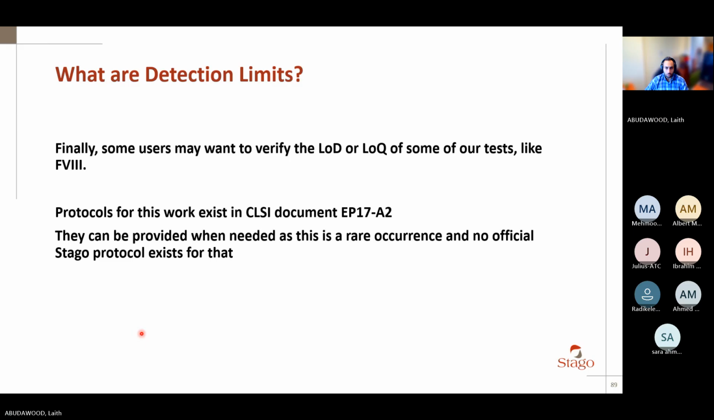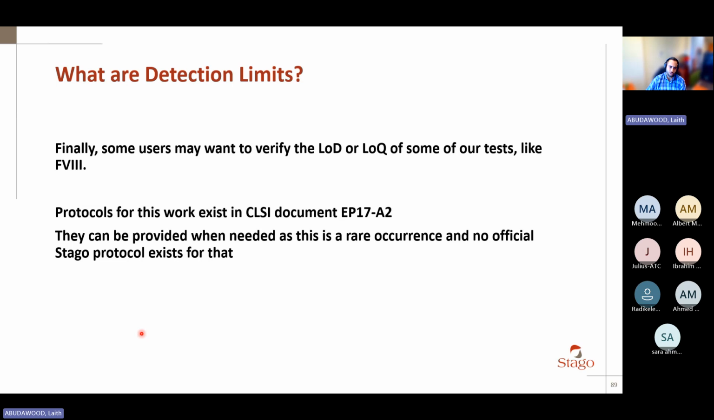So this is again what I told you: for some parameters it's relevant, like factor VIII or von Willebrand, for example. It would be relevant to know the LOD and LOQ. But generally, users would not ask you to do any kind of verification for this. It can be done, but generally users do not ask for it. If they do, then we can do it at that time. Please let me know. I will help you with the documents that you need, but that's something for a different day because often this is not requested.